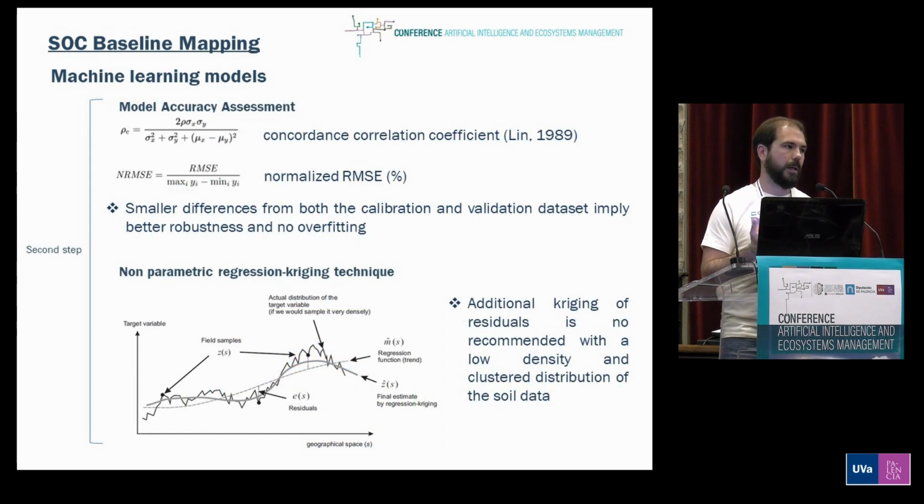But since we will have the models, we have to assess the accuracy of this model, which is also very important. So for this, we will use the concordance correlation coefficient and the normalized RMSE. In this part, we have to take in mind that smaller differences from both the calibration and the validation datasets imply better robustness and no overfitting. We will also use nonparametric regression kriging technique, but we have to be careful because with a low density and cluster distribution of the soil data, which is the case, this additional kriging of residuals is not recommended.